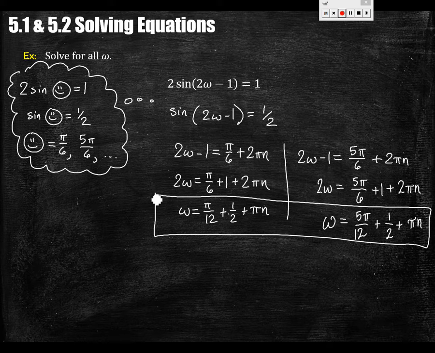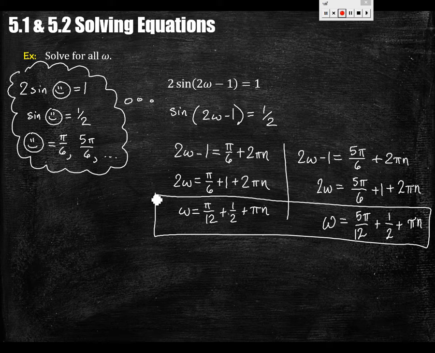So just to be clear, we have this kind of crazy solution, pi over 12 plus 1/2, right? That's the one solution we have. And then it repeats every pi after that. And similar with the other solution, 5 pi over 12 plus 1/2 is another solution, and it repeats every pi, we get another one, too.